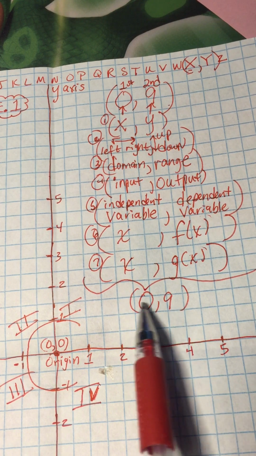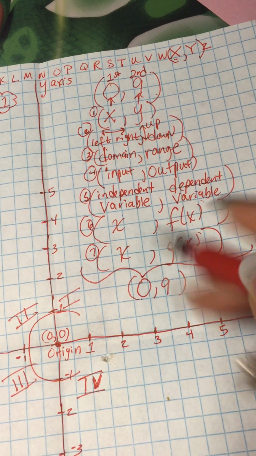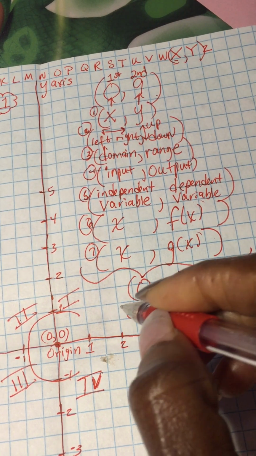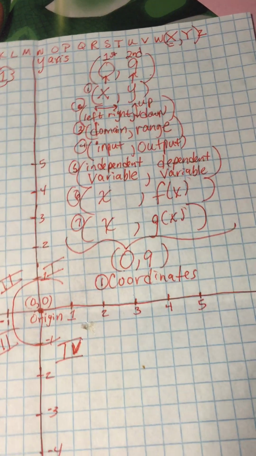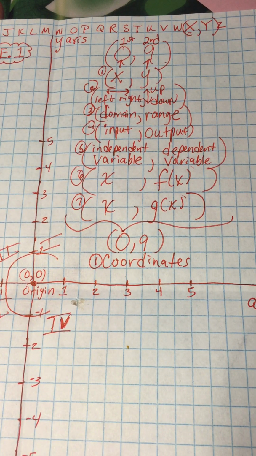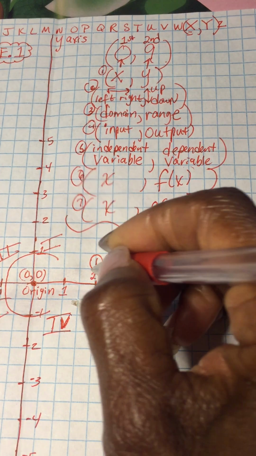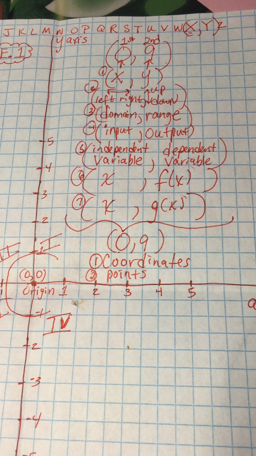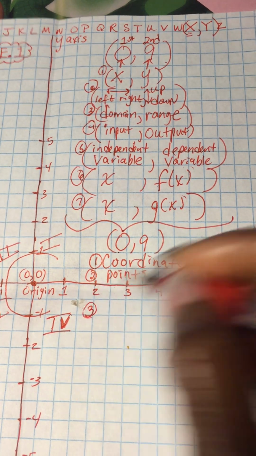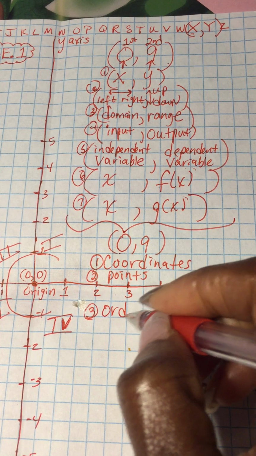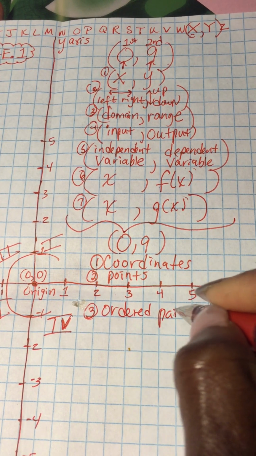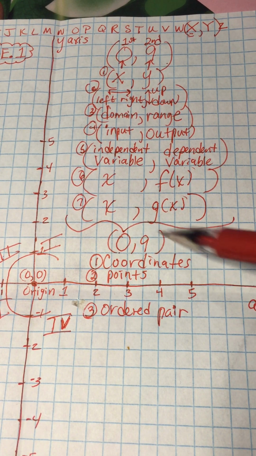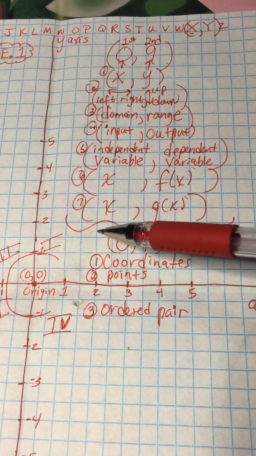Now, collectively, if I say 0, 9, and I want you to know that I'm referring to both numbers, I can call both of these numbers coordinates. I can say, please plot the coordinates on your chart. I can say, please plot the points on your chart. I can say, please plot the ordered pair. Ordered pair means two numbers. That means 0, 9. Coordinates means two numbers, 0, 9. Points means two numbers, 0, 9.